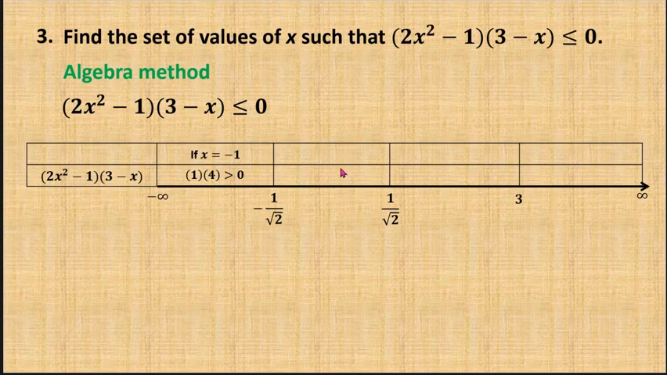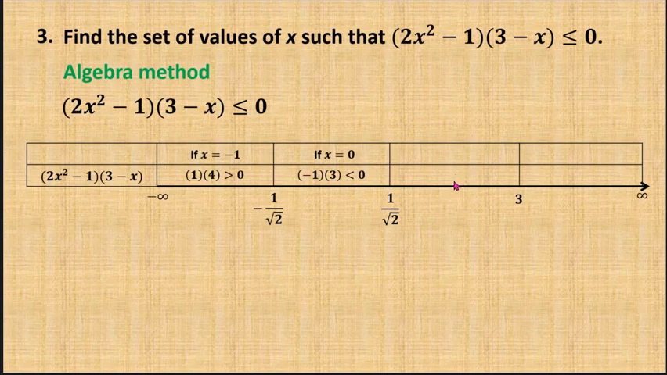The second region, I choose x equals 0. When x equals 0, 2x power 2 minus 1 is negative 1 and 3 minus x is 3. So, the overall value is a negative value which is less than 0. So, the polynomial is less than 0 in this region.